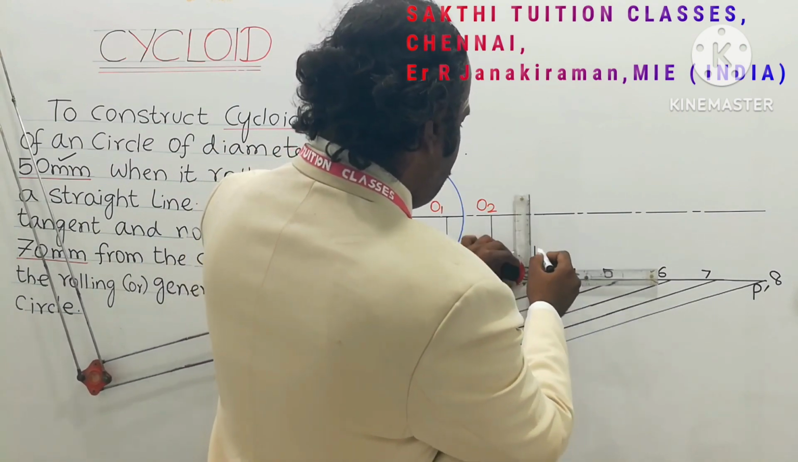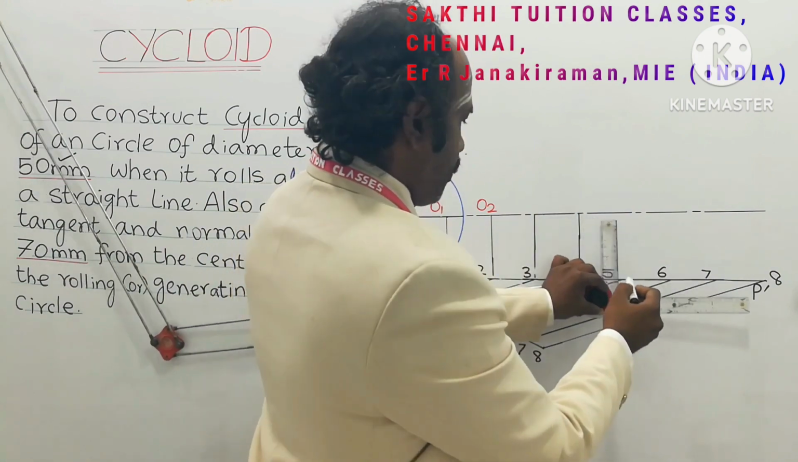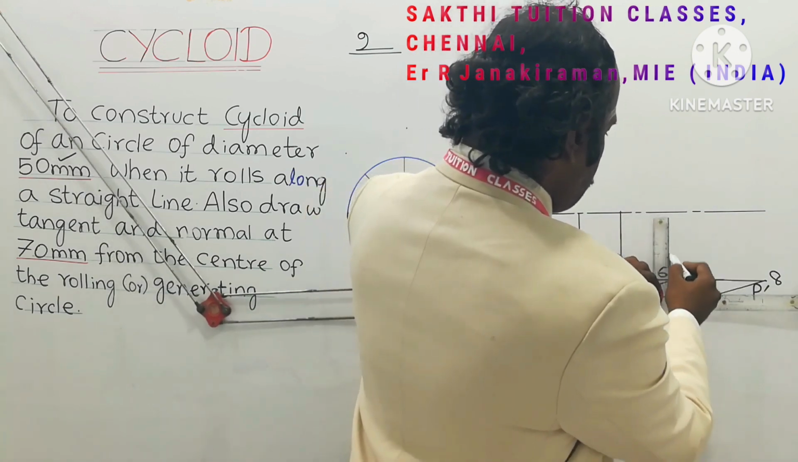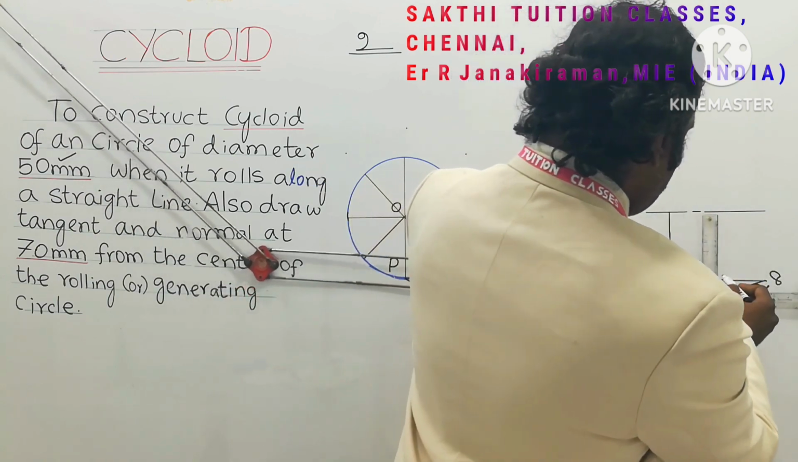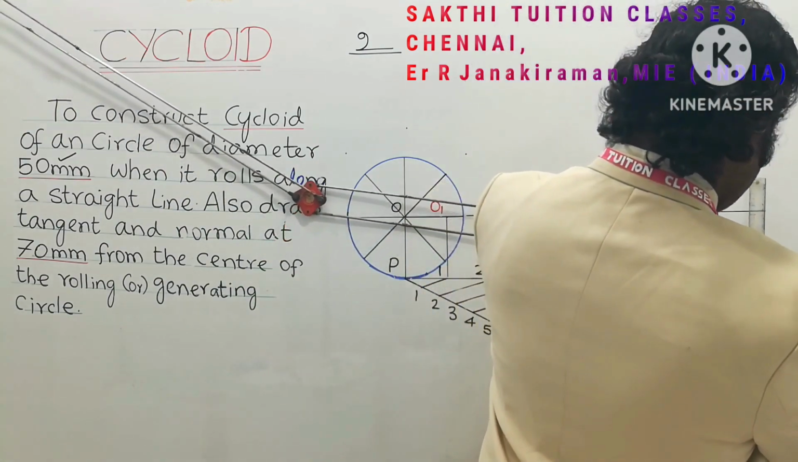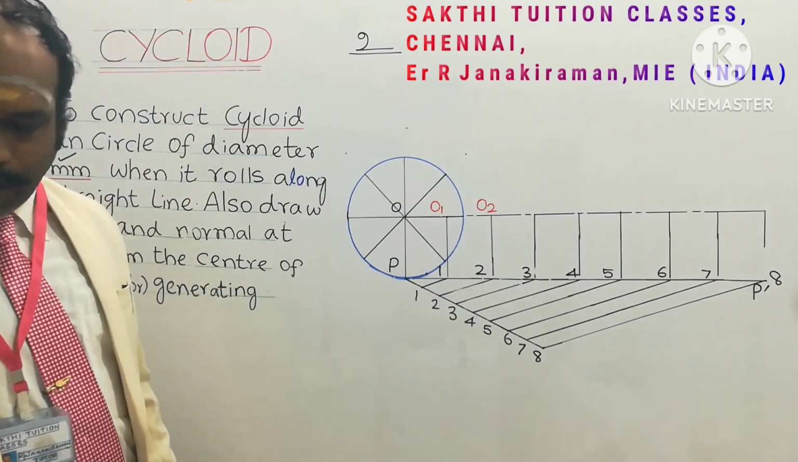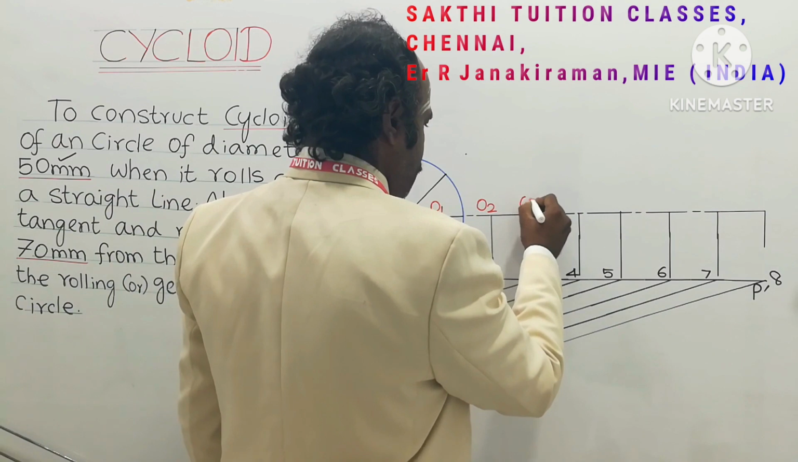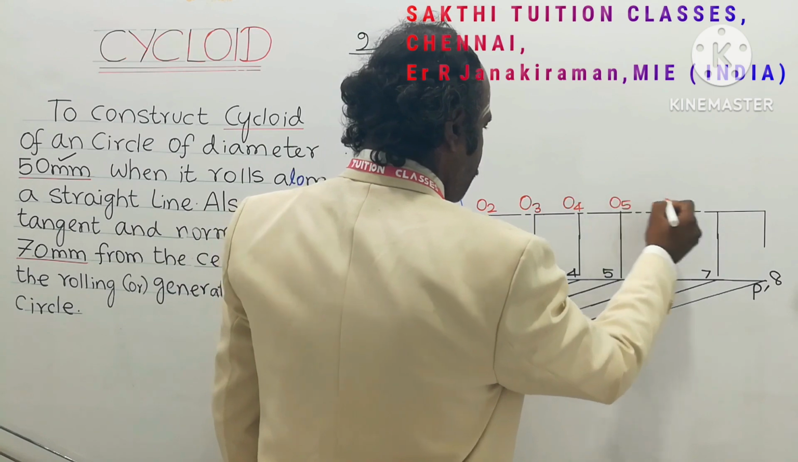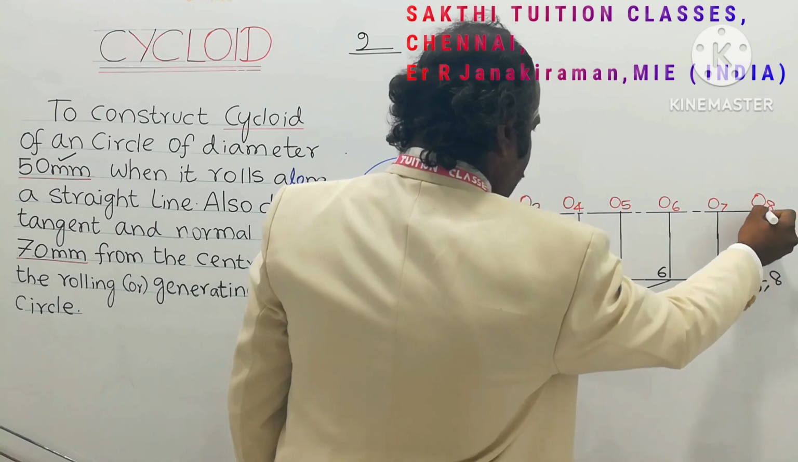This is point number 3, 4, 5, 6, 7, and the last 8th point. This point shall be marked as O3, O4, O5, O6, O7, and this is O8. This is the point. Okay.